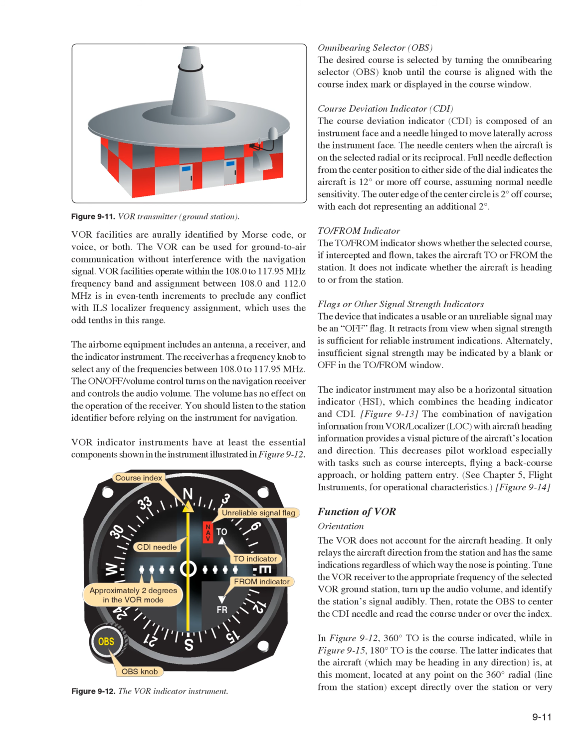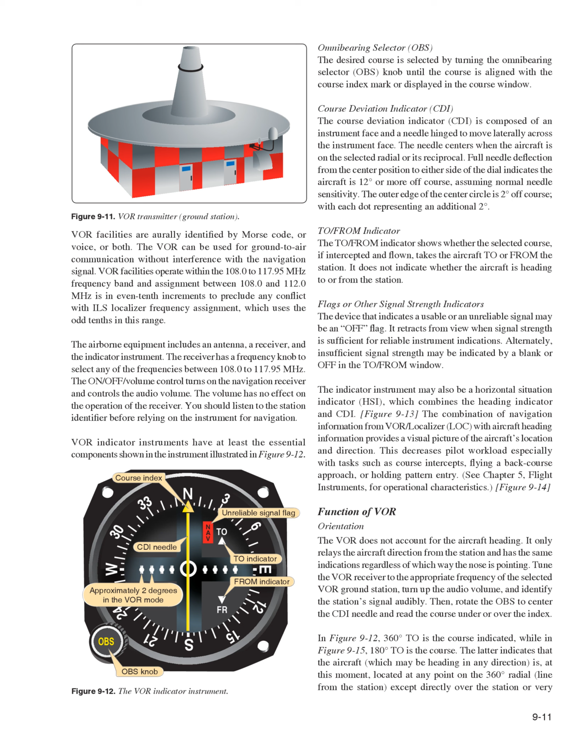Full needle deflection from the center position to either side of the dial indicates the aircraft is 12 degrees or more off course, assuming normal needle sensitivity. The outer edge of the center circle is 2 degrees off course, with each dot representing an additional 2 degrees. TO/FROM indicator. The TO/FROM indicator shows whether the selected course, if intercepted and flown, takes the aircraft to or from the station. It does not indicate whether the aircraft is heading to or from the station.